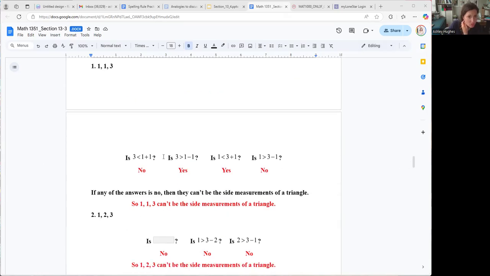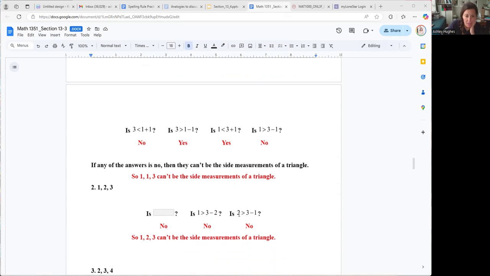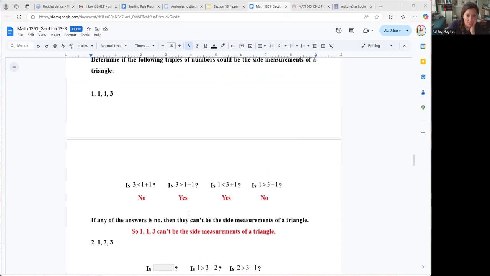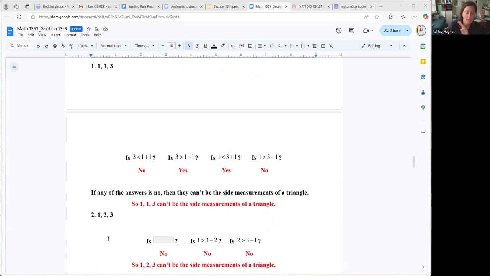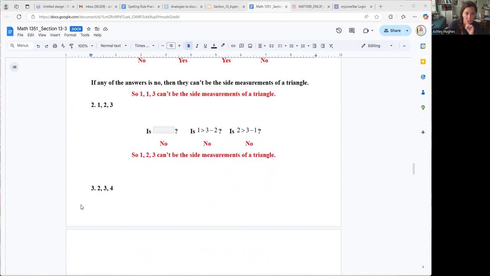If any of the answers is no, so they're trying all the combinations here, but really if you just try the smaller two, it helps. If any of the answers is no, they can't be the sides, they can't be a measurement. So 1, 2, and 3, do they work? Well, 1 plus 2 is 3. It's not bigger than that third side, so it's not going to work. 2 and 3 is 5, so this one will work.